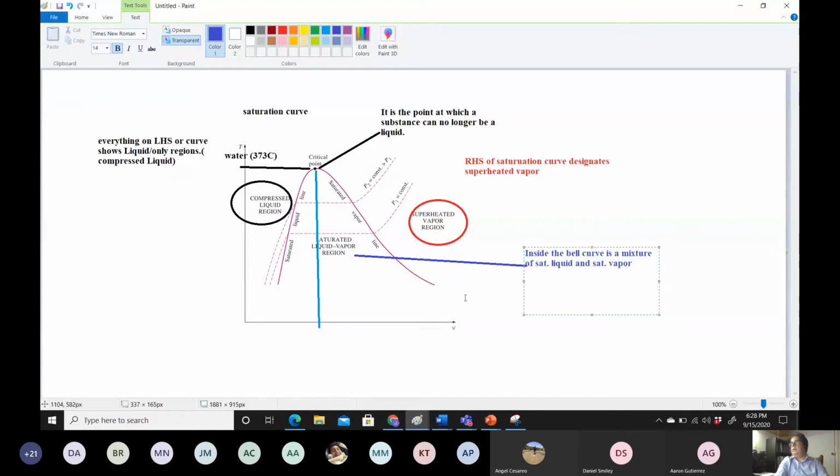So the saturated tables in the back of the book are basically everything that has to do with this bell curve, on the curve and inside. Obviously it doesn't give you everything, because there's an infinite number of points in here, pretty close to infinity. It just gives you values at certain increments, like 5 degrees. So you might have to do interpolation to get the actual exact value.